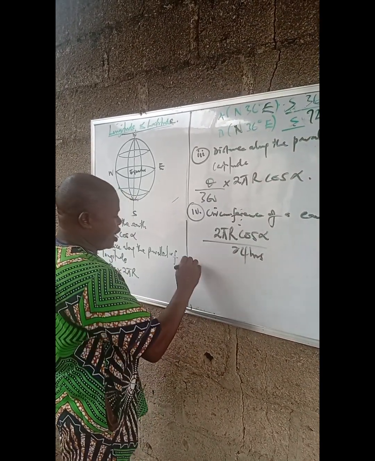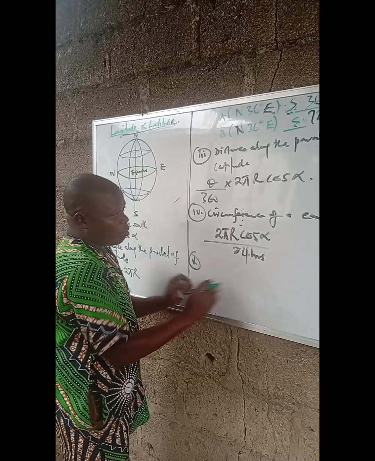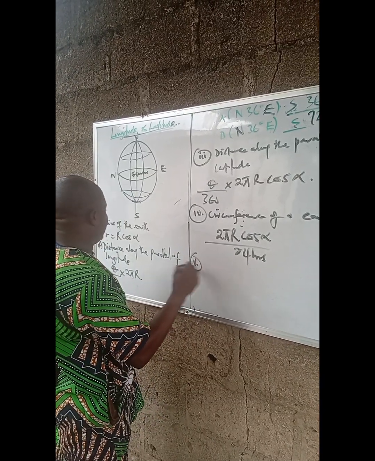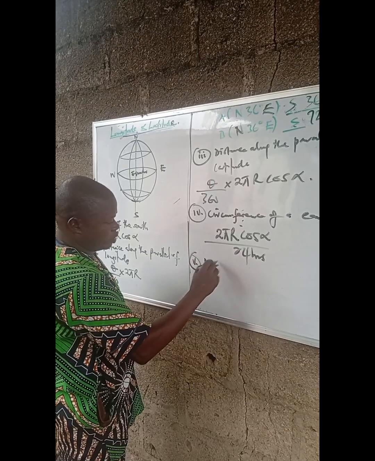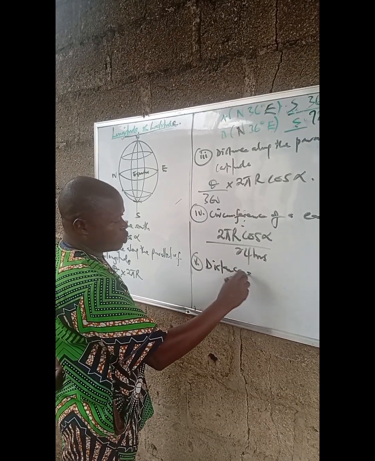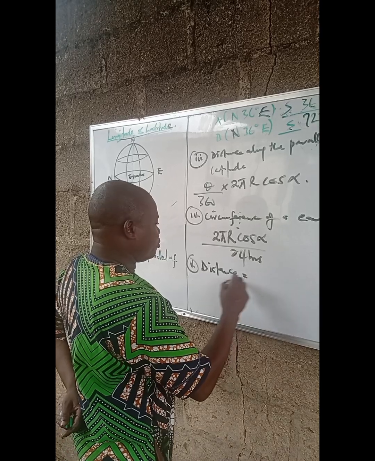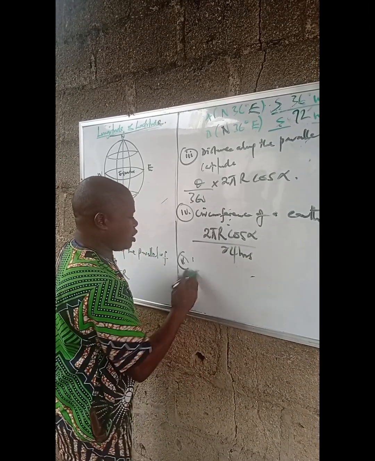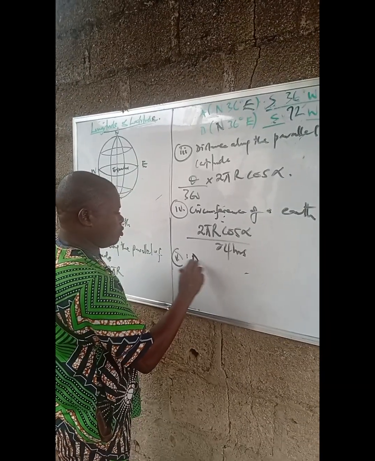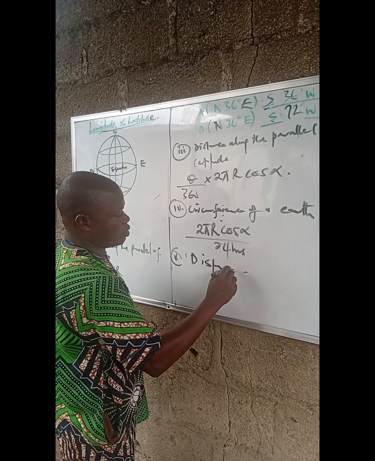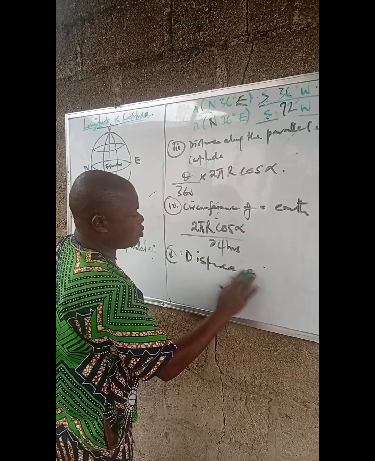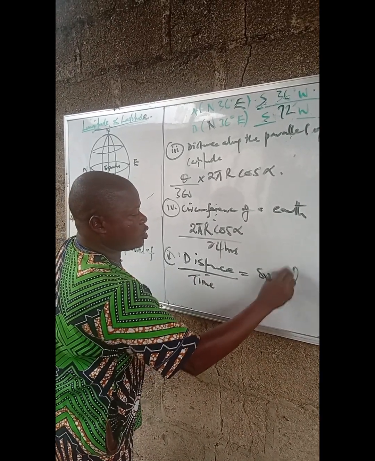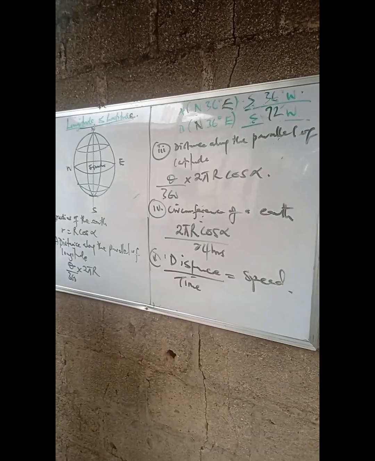So let's understand that. And the fifth one, which is the last one for now, before we go to the other one, is called the distance. Distance itself is given as, no, we say speed equals distance over time. So now let's explain.